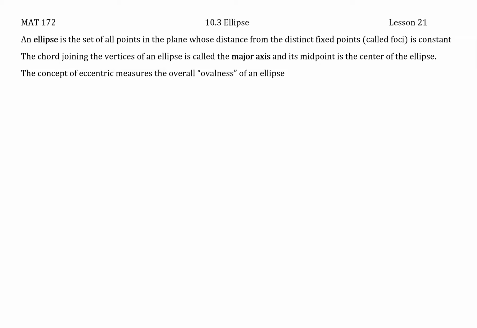In lesson 21, we are going to learn about ellipses. An ellipse is another conic section. The first one that we learned about was parabolas.